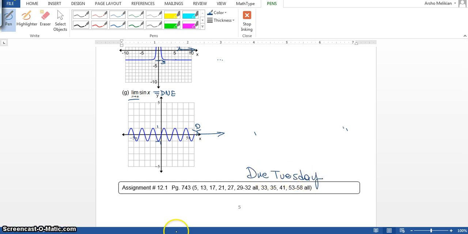This homework is due Tuesday, and it must be done on graph paper because you will need to graph in order to analyze the limits.